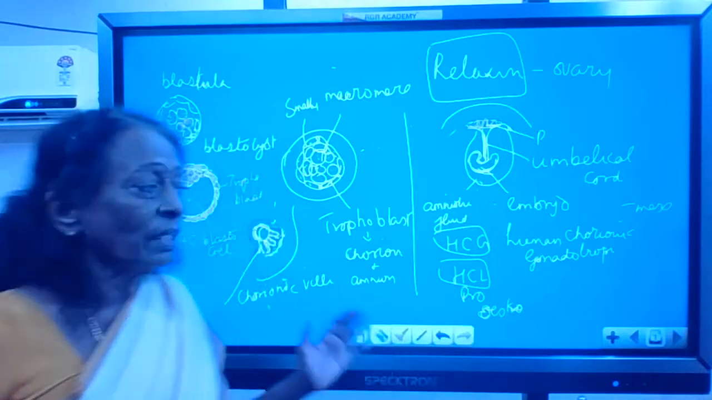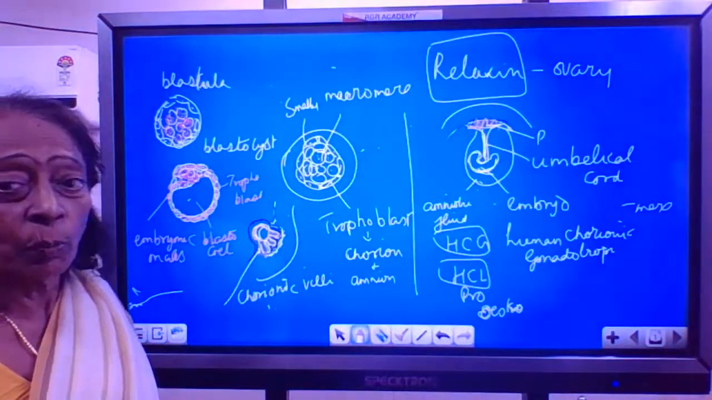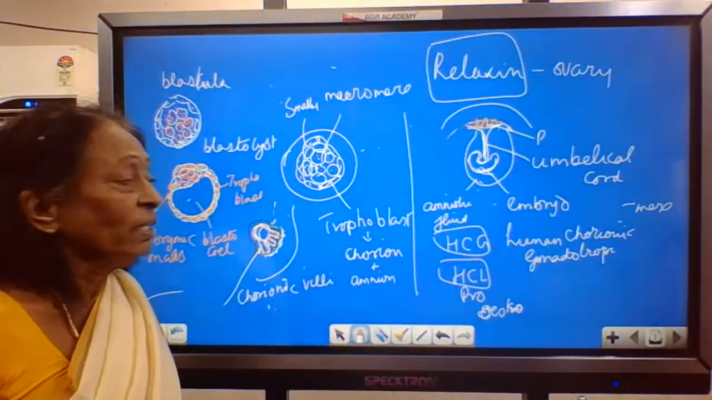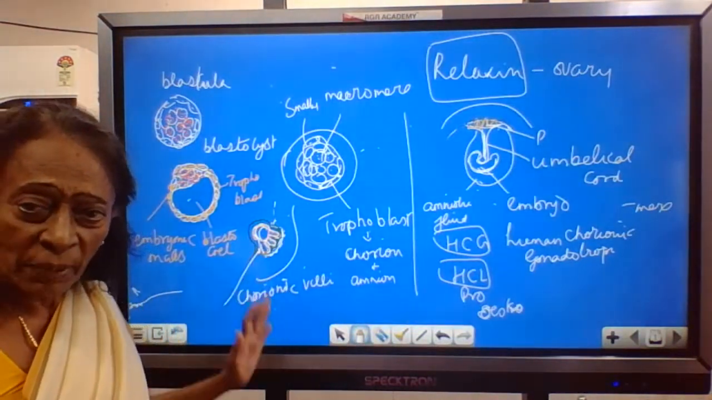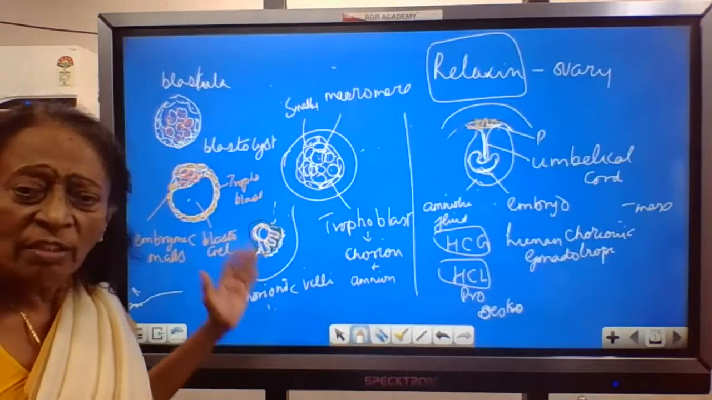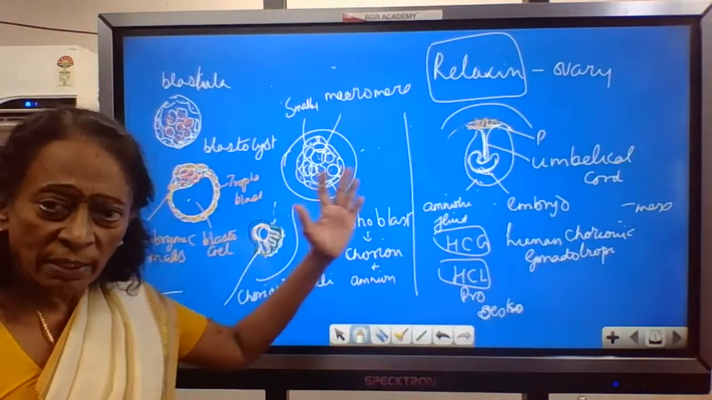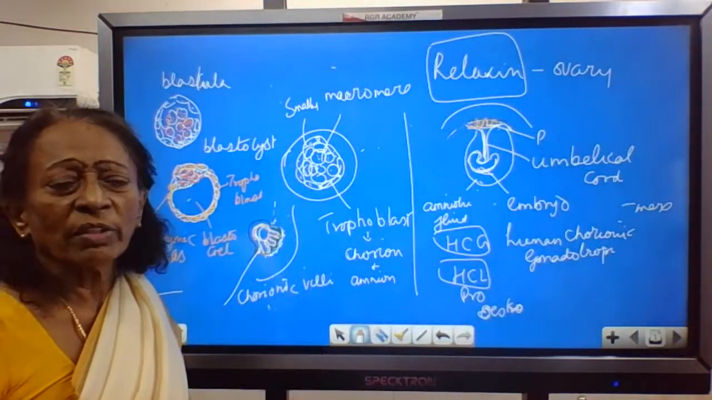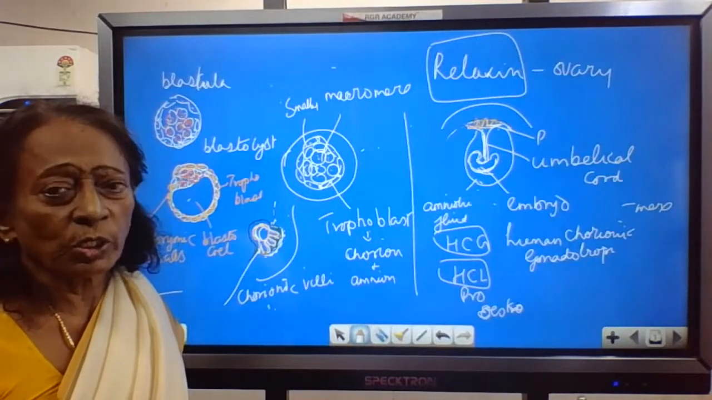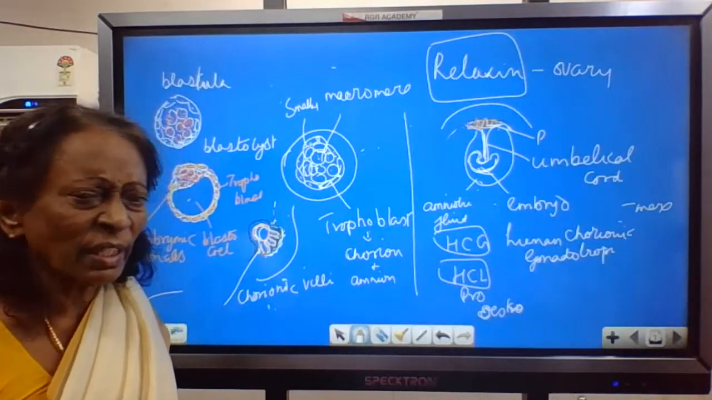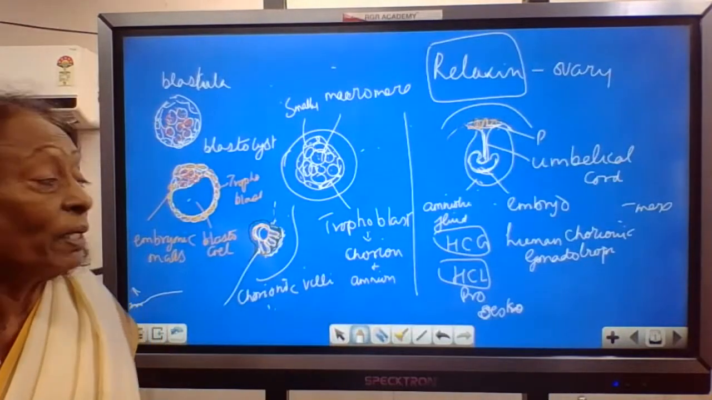Okay, this is up till implantation, cleavage. I hope we have made it very clear. Cleavage, blastula, blastocyst, implantation, placenta, placental barrier, function of the placenta, placental hormones in the body of the maternal blood. All right. Then next we go to the parturition. Parturition and mammary gland, I think.